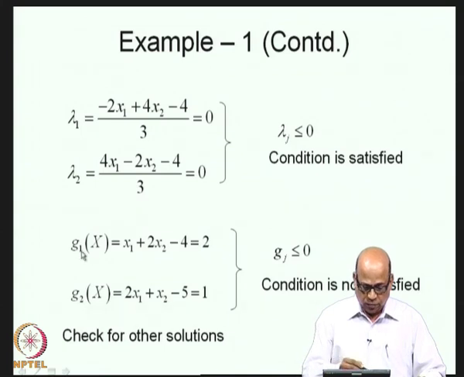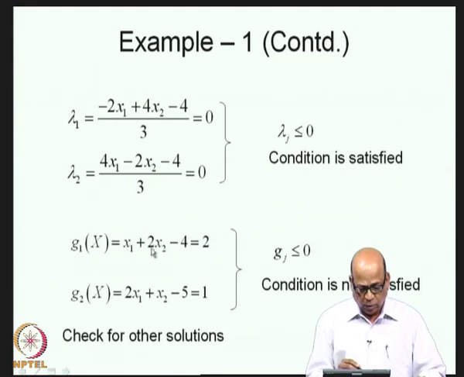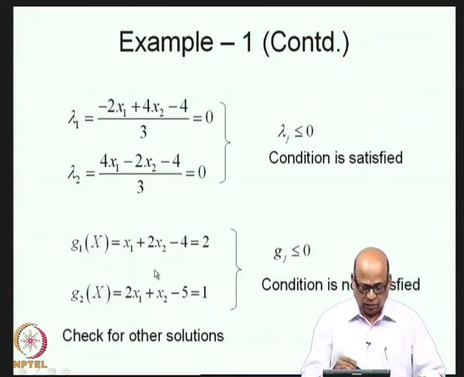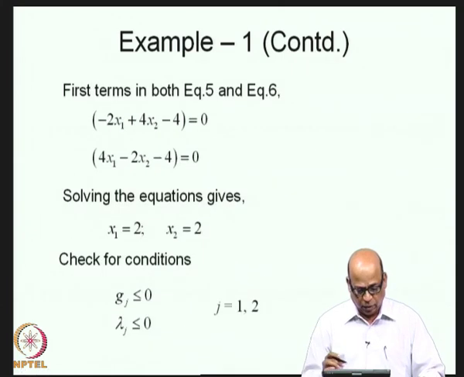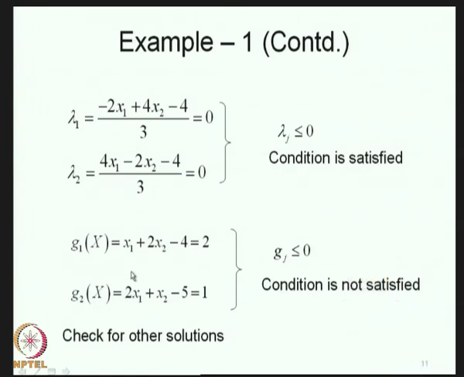We then go to g j of x less than or equal to 0. When you substitute the values of x 1 and x 2, you get g 1 of x is equal to 2 and g 2 of x is equal to 1, which are not both less than or equal to 0. And therefore, this set of conditions is not satisfied by the point 2 comma 2, which you obtained as the first set of solutions. So, this condition is not satisfied, and then we move to other solutions.